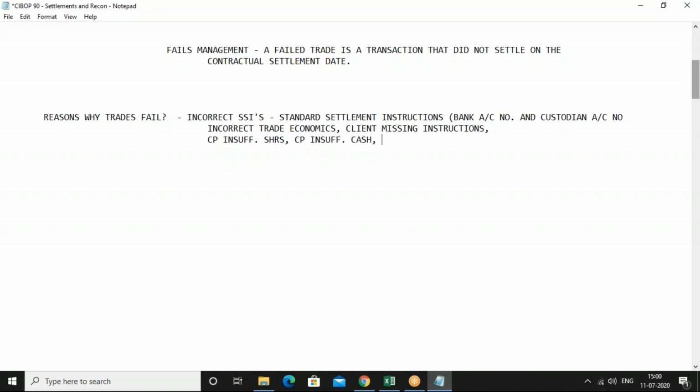What else? Counterparty does not affirm the trade.